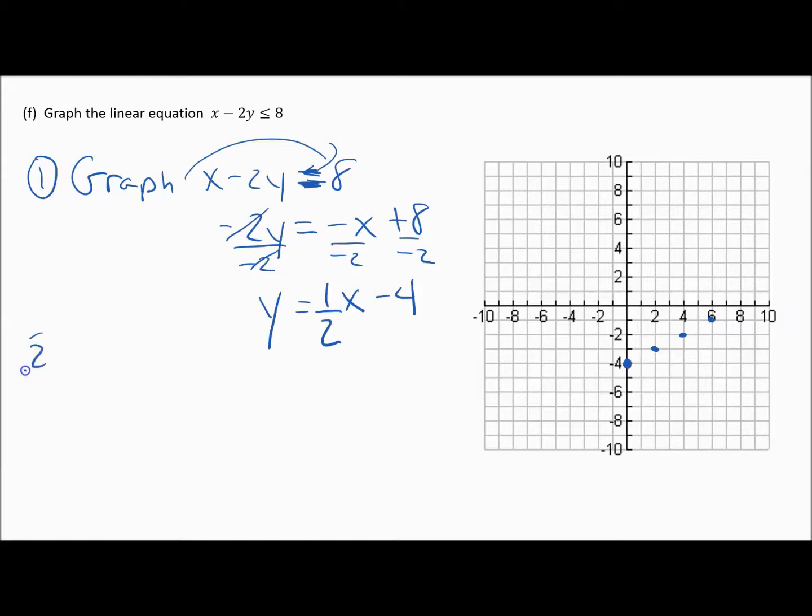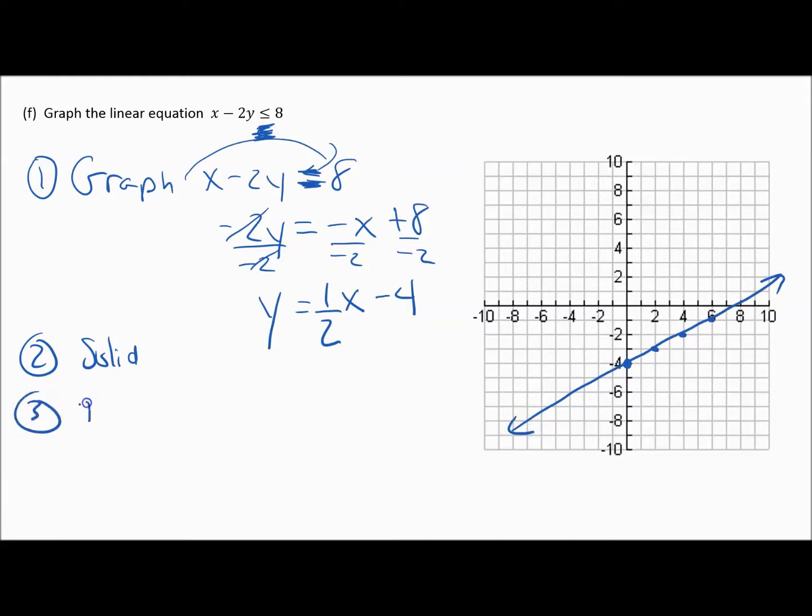Now, next question, do I need a solid or a dashed line? Well, we need a solid line because of the greater than or equal to right there. So I connect these dots with a solid line. That means everything on that line would make the inequality true.